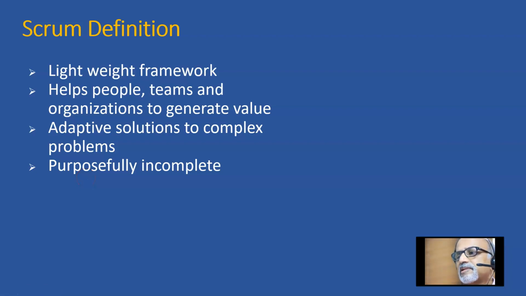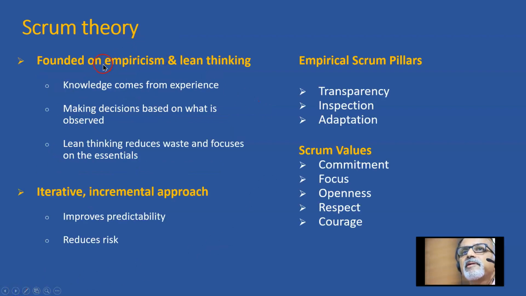It is not highly prescriptive. The adaptive solutions to complex problems help people and teams and organizations to generate value, and it is a lightweight framework. Scrum Theory, founded on empiricism and lean thinking. The knowledge comes from experience. Making decisions based on what is observed is more critical. Lean thinking reduces waste and focuses on the essentials.